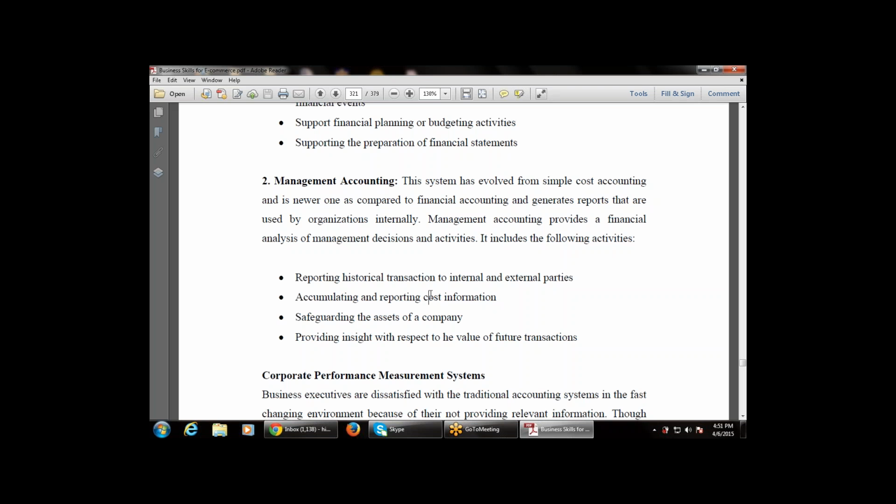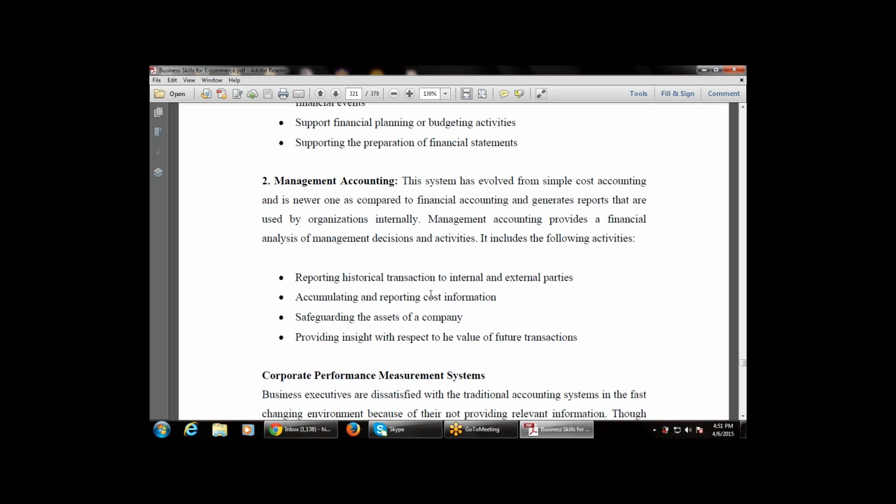Next, safeguarding the assets of a company. Safeguarding means providing security to the assets of a company. With the help of management accounting, one can record everything, because managers have to take decisions based on management accounting. So management accounting safeguards the assets of the company.